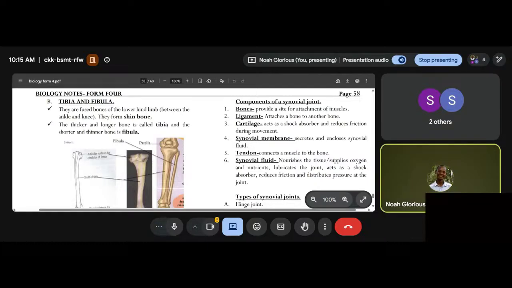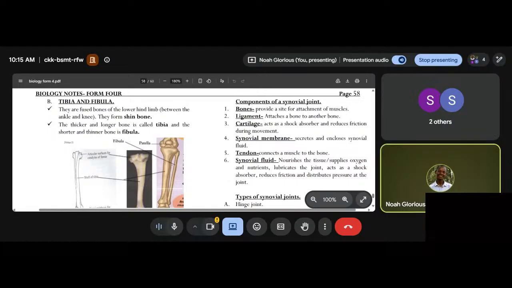A membrane is like a skin that covers the bone and between the two bones. The function of the synovial membrane is to secrete and to enclose the synovial fluid. So the synovial membrane secretes. What do we mean by to secrete? To secrete simply means to produce and to transport. That's what we mean by to secrete. It produces and transports the synovial fluid, and then it is the one that encloses the synovial fluid.